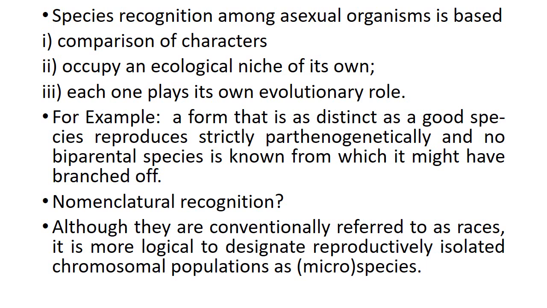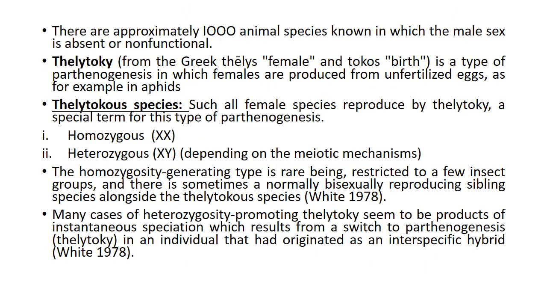Whenever several reproductively isolated chromosome types occur in a species, as we see in different crustaceans, it may be convenient to distinguish them nomenclaturally, although they are conventionally referred to as races. It is more logical to designate reproductively isolated chromosomal populations as microspecies. There are nearly 1,000 animal species in which the males are either absent or non-functional in the reproductive process.